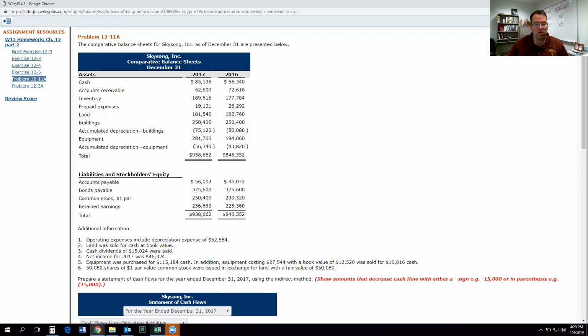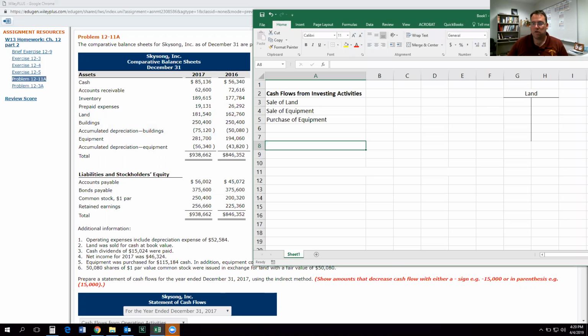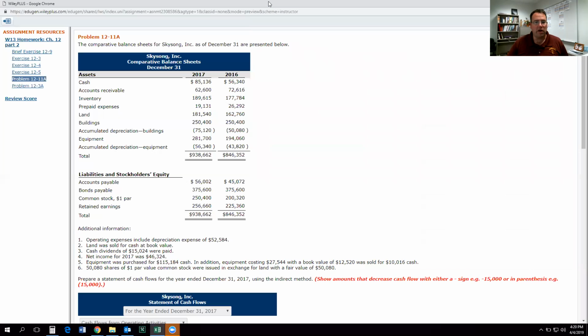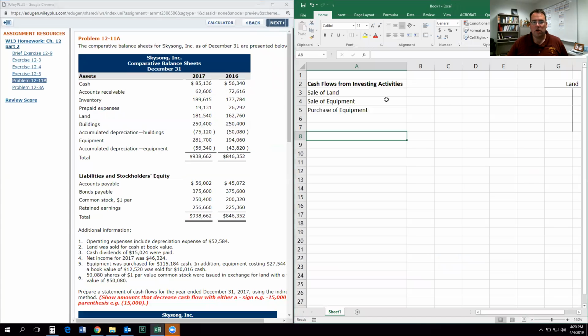So I started a little Excel spreadsheet here. Hope you can see that. Let's move the whole thing over. All right. And so our cash flows from investing activities, we're going to have to deal with the fact that we've had a change in our land, and then that we sold and purchased some equipment, and it gives us more information here. Let me see if I can make this fit a little better by squishing that over. There we go. Maybe that'll work a little better.